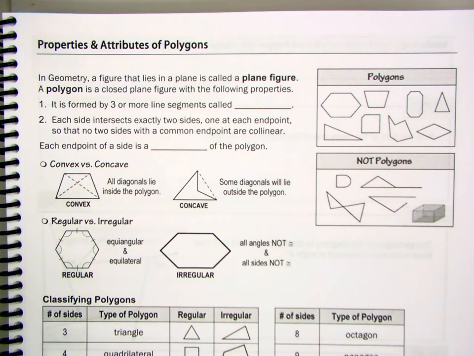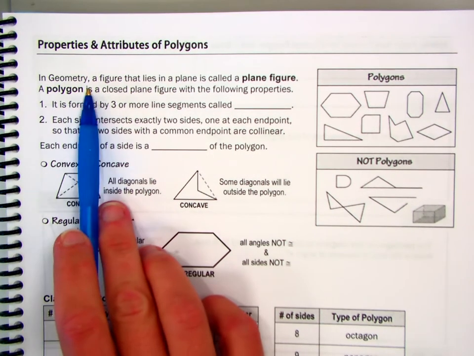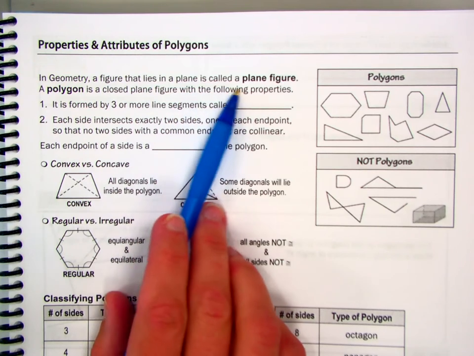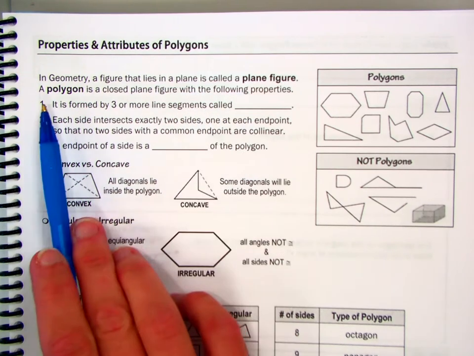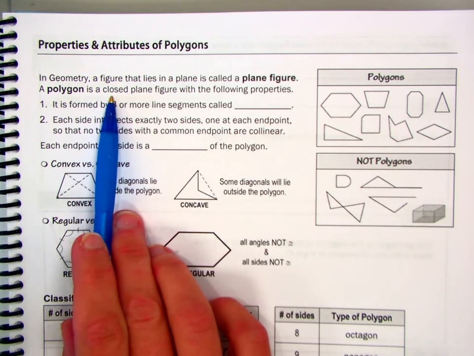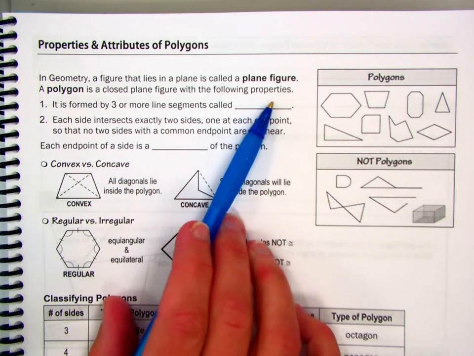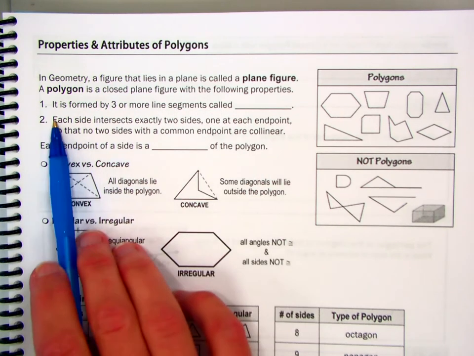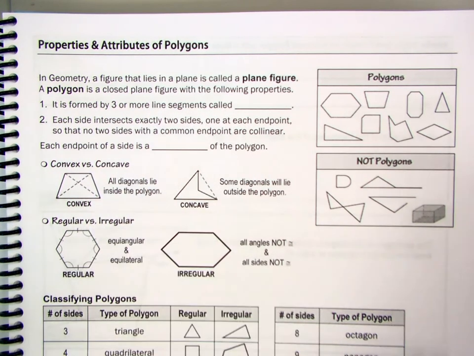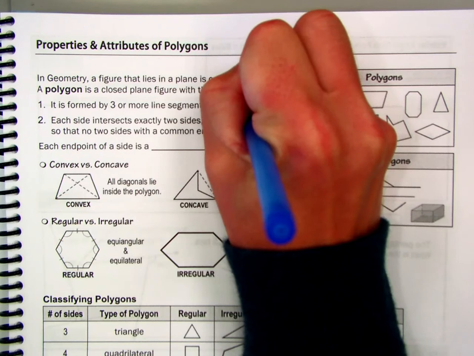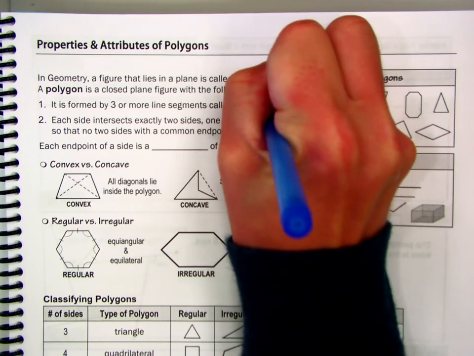So in today's notes, we're going to take a look at the properties and attributes of polygons. The top of the page says, in geometry, a figure that lies in a plane is called a plane figure. A polygon is a closed plane figure with the following properties. So a polygon is formed by three or more line segments, which are the sides of the polygon.